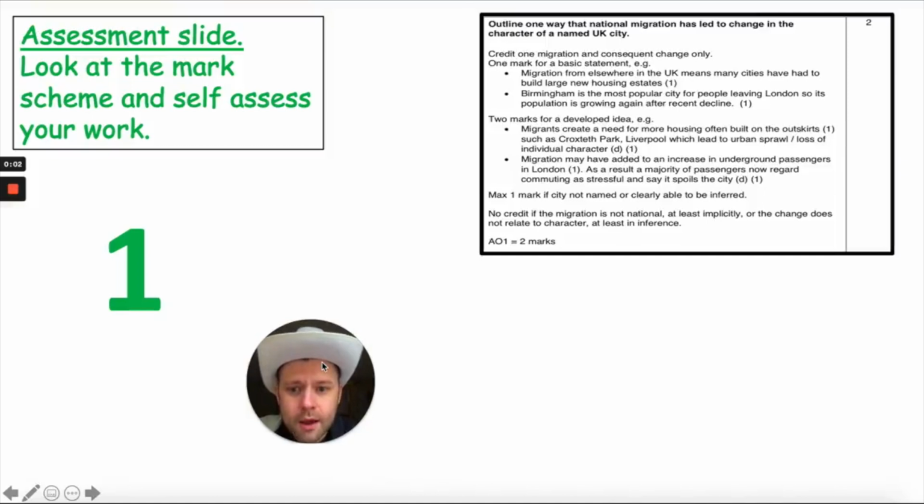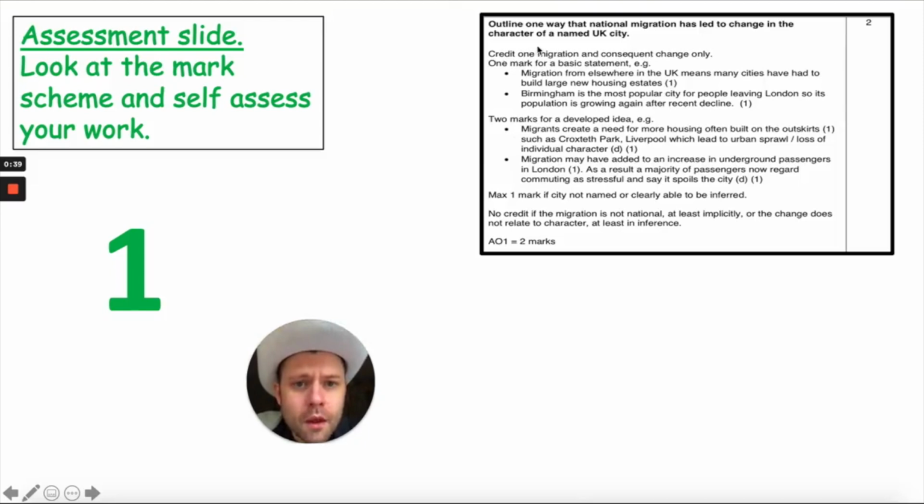Hello guys, welcome back. Hopefully you've had a good go at answering that question. If we look at the mark scheme then, so this is the assessment phase of these mini learning episodes. You can see it says 1 mark for a basic statement, 2 marks for a developed idea. And this developed idea is the outline element of the question. That's the command word. So when you're outlining, you're going that little bit further. Now, straight away, I would think UK city. I'm going to mention Birmingham in there at some point. And this is the way I would have approached this question.